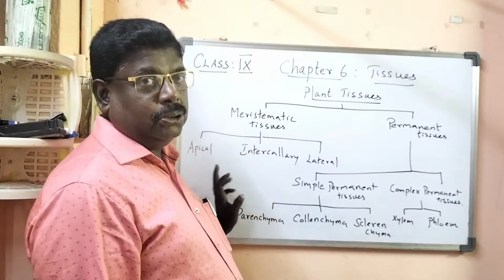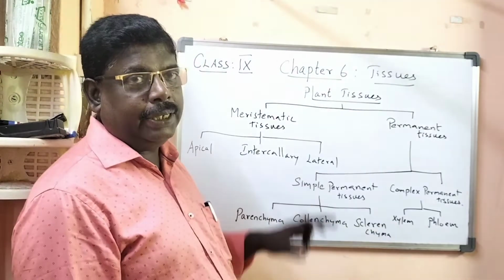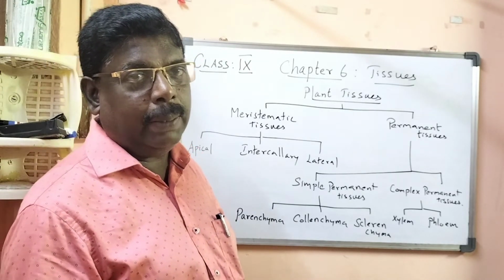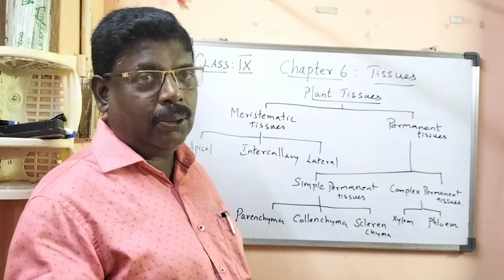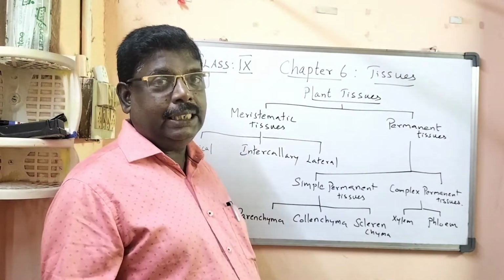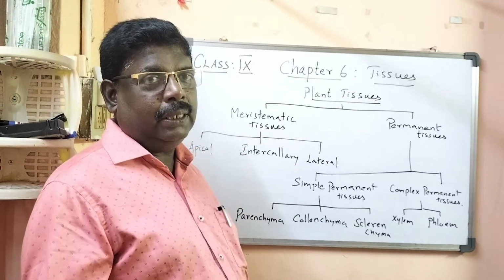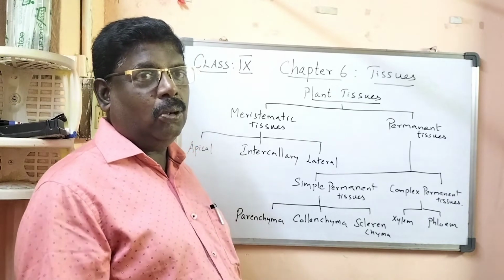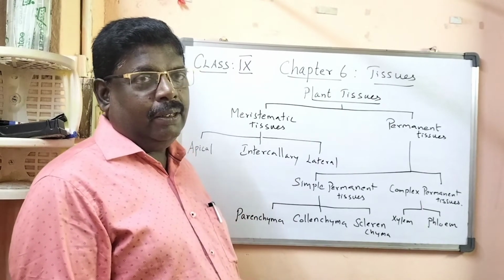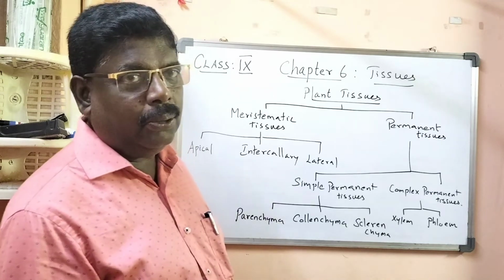Under meristematic tissues, there are three types: apical, intercalary and lateral. Apical is the apex part of the plant, the tip of the shoot and tip of the root, where growth goes on continuously. Intercalary is seen in the nodal regions of the plants, the leaf base, nodes and internodes. It provides the elongation of the stem.